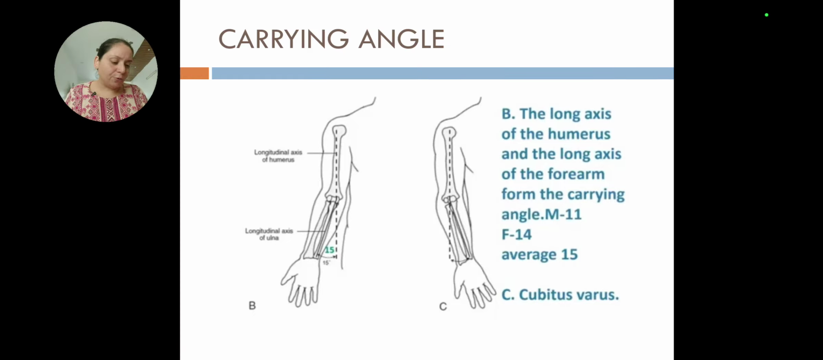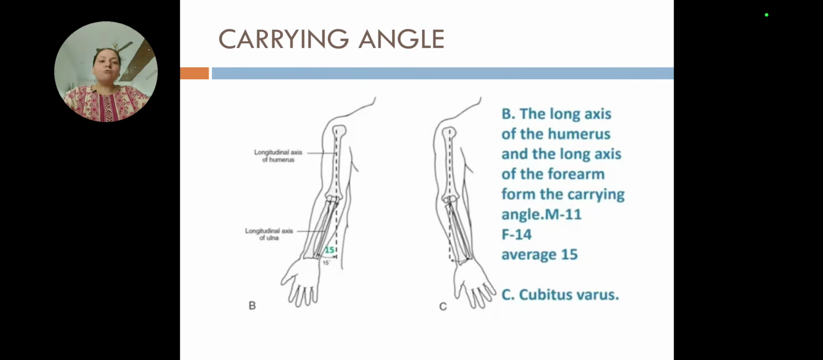I wanted to add one more point. This carrying angle only happens when the shoulder and elbow are extended and the forearm is supinated. As soon as you pronate the arm, this carrying angle disappears. This is a very important point. So it appears only when the upper limb is in anatomical position. You should always write it in this form, that the upper limb should be in an anatomical position itself.